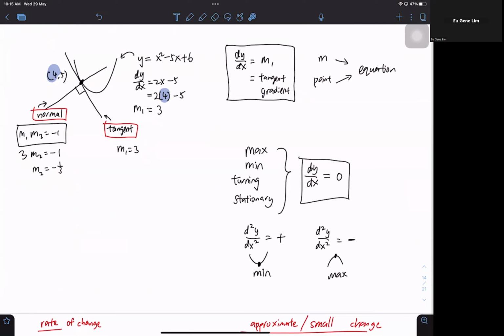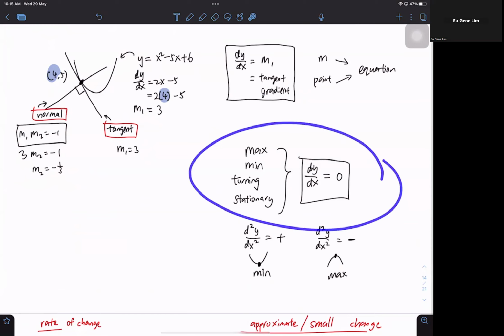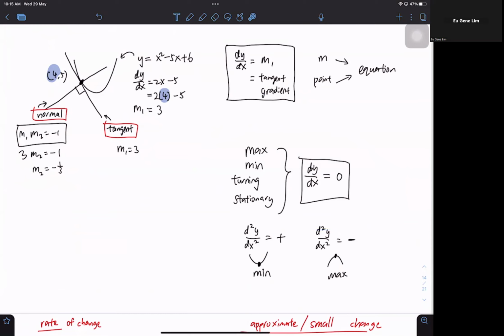Okay, I understand. Good. Then the next topic is maximum and minimum. I like this topic because it is the easiest one in this chapter. Maximum, minimum, turning point, stationary point, all the same: dy/dx equals 0. So if you want to find the maximum point, minimum point, turning point or stationary point, you do the same thing. dy/dx equals 0.